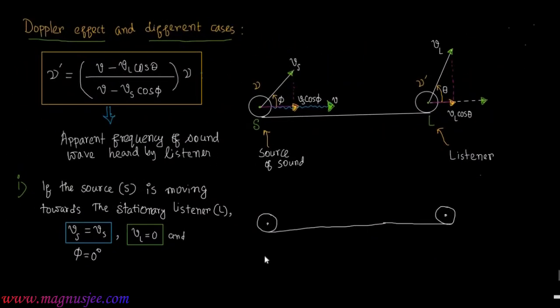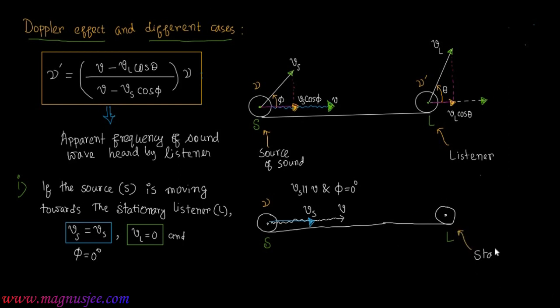In the diagram, S is the source of sound, L is the listener, and the actual frequency of the sound wave is nu. The sound wave produced by the source S is moving with the velocity v towards the listener, and the source is also moving in the direction of the sound wave towards the listener. As Vs is parallel to V, that's why phi is equal to 0 degree. Vs is the velocity of the source, which is moving in the direction of the sound wave.